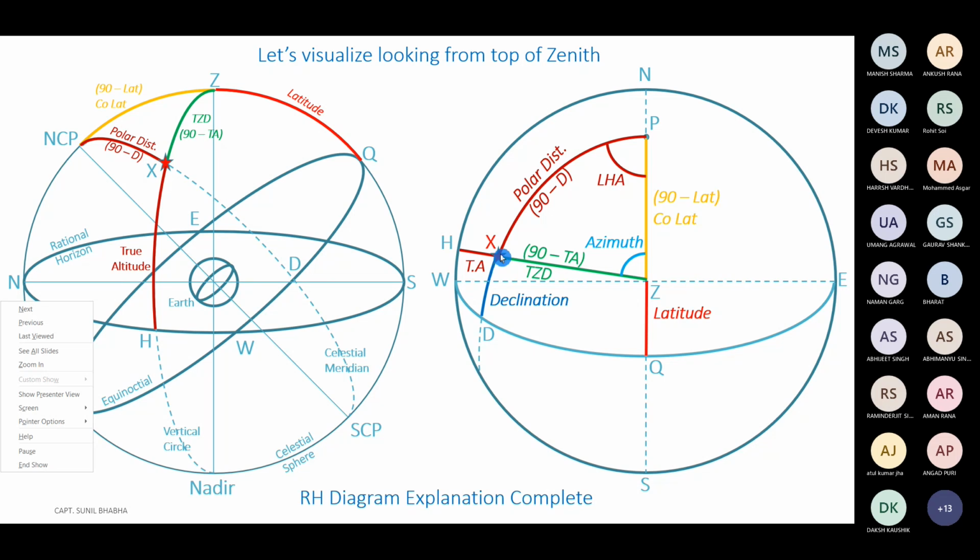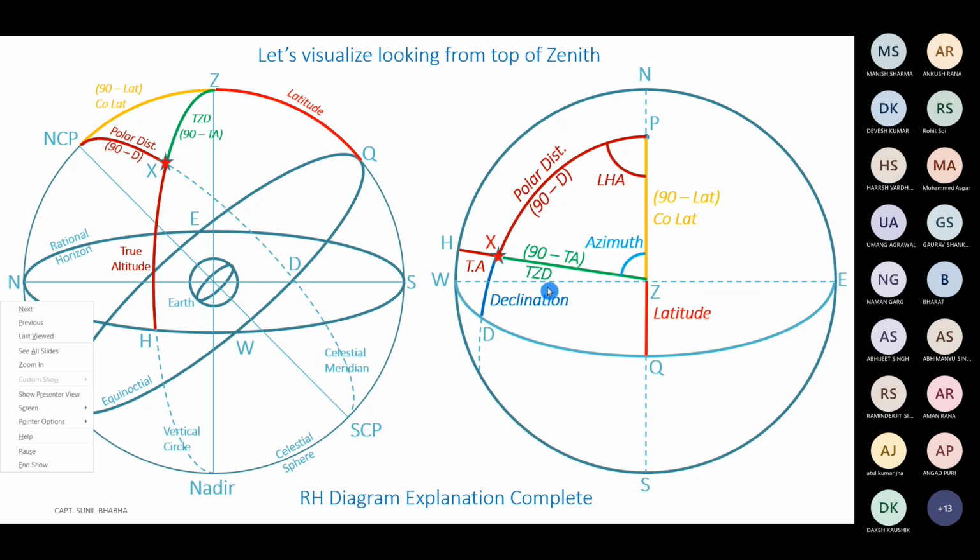So if you want to find out the MZD of this particular body, right now the position where it is, not on the meridian, it is at X. Our meridian is PZQS. So right now the zenith distance which you will be getting will be the TZT. That is why it is mentioned as TZT in the diagram. If you want to find what its MZD was when it was on the meridian, we can also do that.